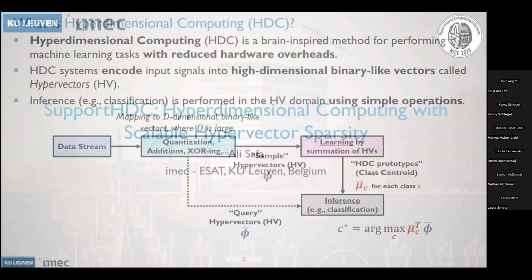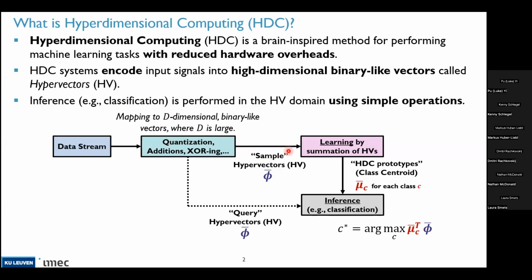First, what is hyperdimensional computing? Most people in this talk know it, but just to recap quickly. HDC is a brain-inspired method for performing machine learning tasks which reduces hardware overheads. The idea can be summarized with this block diagram, where we have a data stream that undergoes a certain feature mapping.